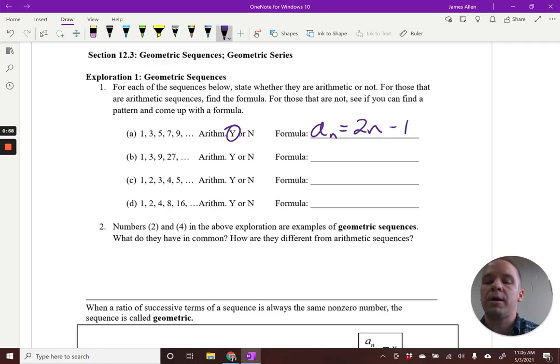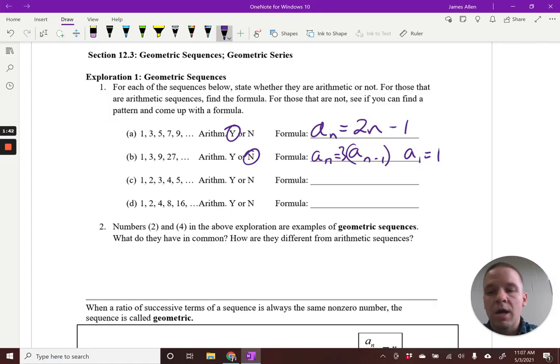Okay. Next one. 1, then 3, then 9, then 27. That's tripling each time, right? So this is not arithmetic. I could define this recursively by saying a sub n is equal to the previous term multiplied by 3, okay? Where a sub 1 is equal to 1. So if I wanted a sub 2, that would be 3 times a sub 1, gives me 3. If I wanted a sub 3, 3 times a sub 2, which was 3, gives me 9, so on and so forth. Okay, we did that one recursively, the previous one explicitly.